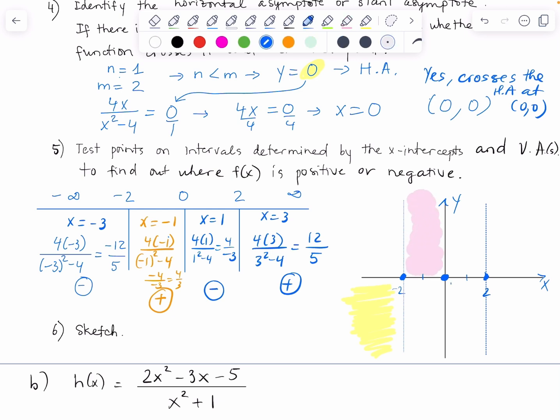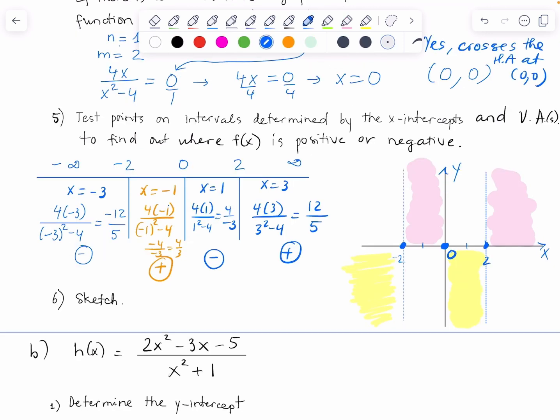I'm going to put a 0 here. Okay, between 0 to 2, the answer is negative. So we are going to highlight anything that is below the x-axis, that is between 0 to 2. So it's right here. That's where the graph should land. And then next, we have 2 to infinity, and the answer is positive. So again, it's going to be above the horizontal line or the horizontal axis.